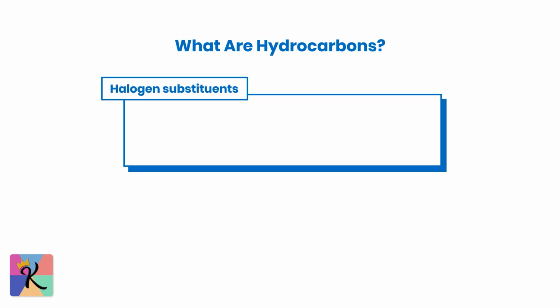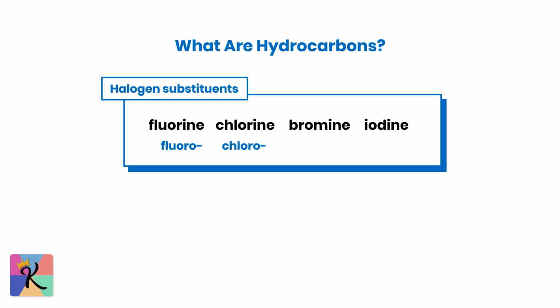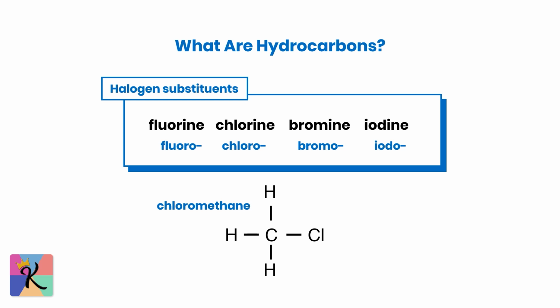These alkanes can also have halogen substituents like fluorine, chlorine, bromine, or iodine, which are indicated by prefixes like fluoro, chloro, bromo, and iodo. For example, chloromethane has a chlorine atom attached to a methane molecule.